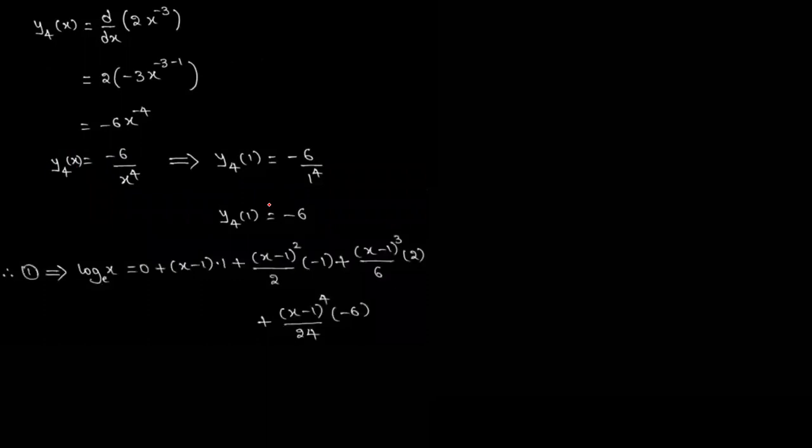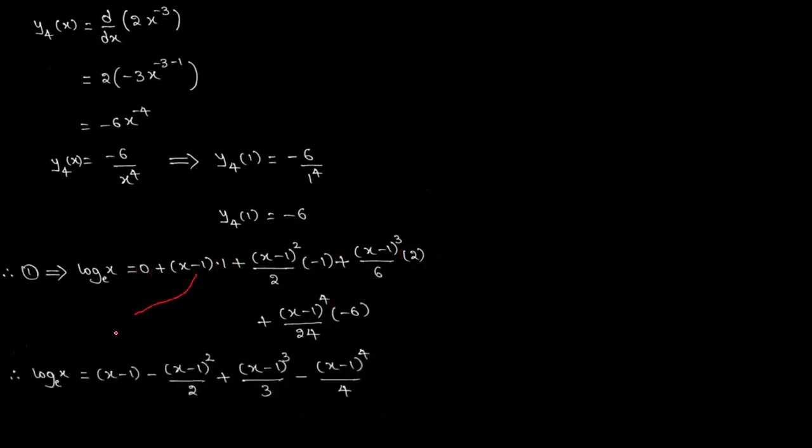Let us substitute back all these derivative values in the Taylor series now. Yes, we have substituted. We got to know y of 1 was 0, y1 of 1 is 1, y2 of 1 is minus 1, y3 of 1 is 2, y4 of 1 is minus 6. We have substituted all here. Now it is just the simplification. 0 will be negligible.